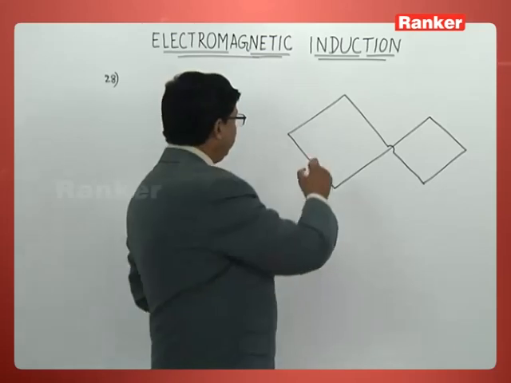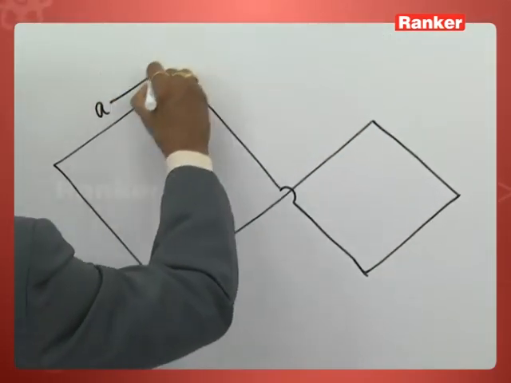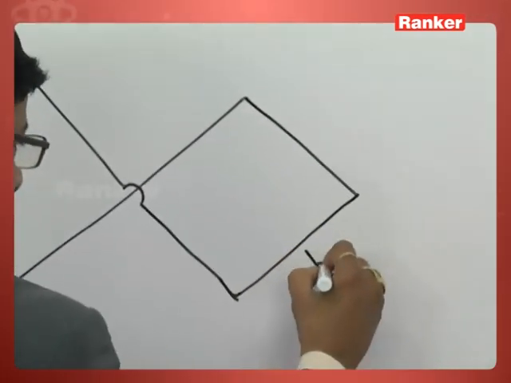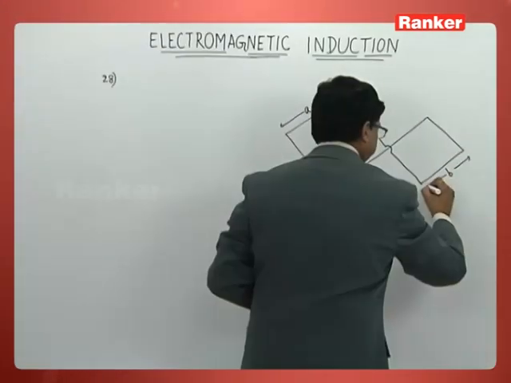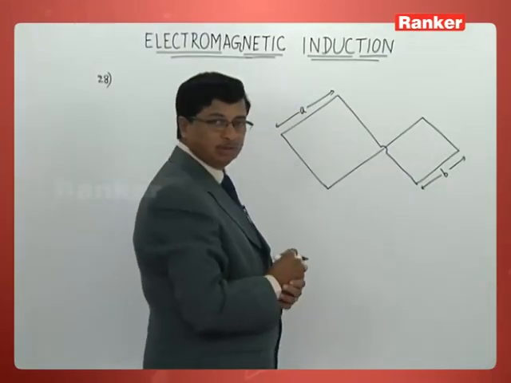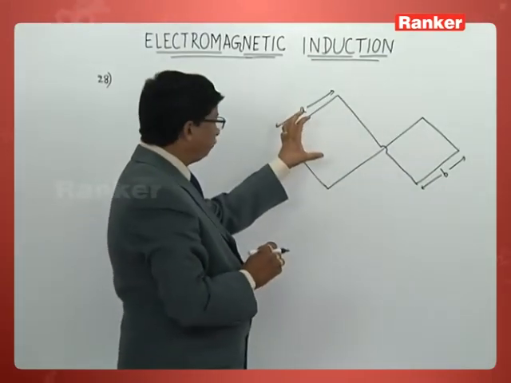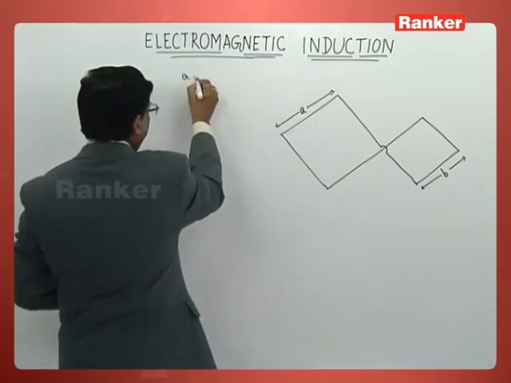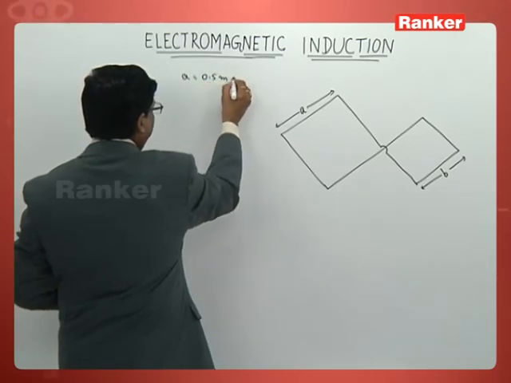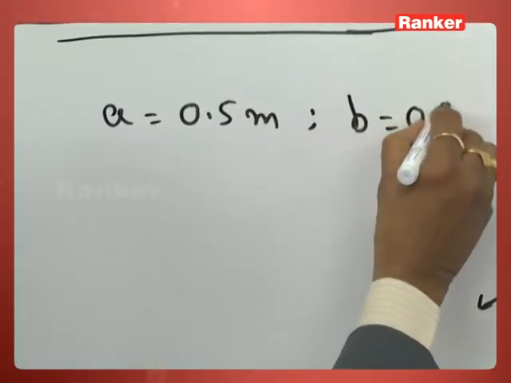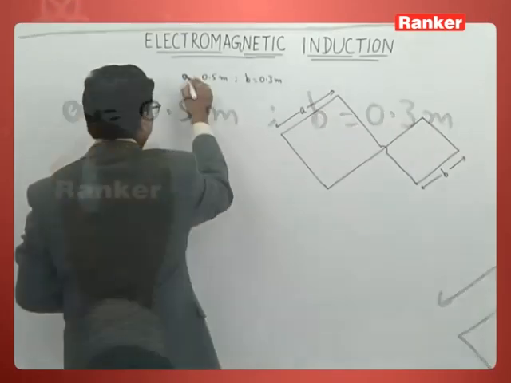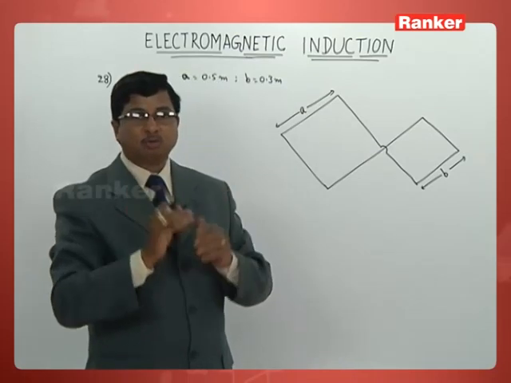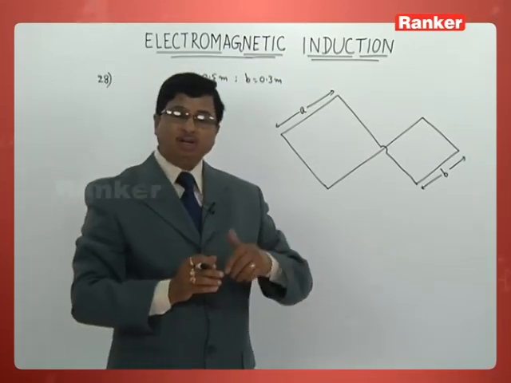And he has mentioned over here, this is of side length A. This is of side length B, like this he gave. And what are the values he has provided us? The value of A is given 0.5 meter, whereas the value of B is given 0.3 meter. So these are the dimensions of both the squares he has provided. Fine.